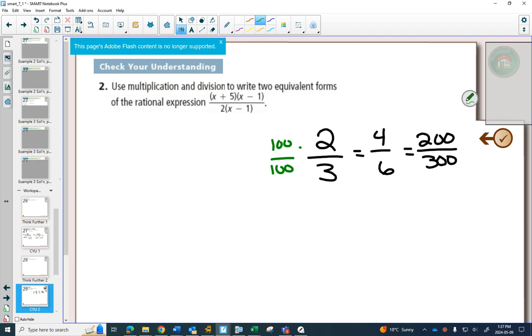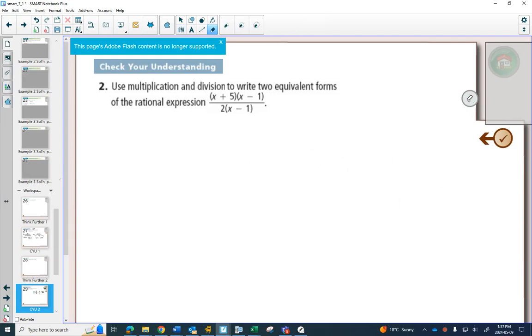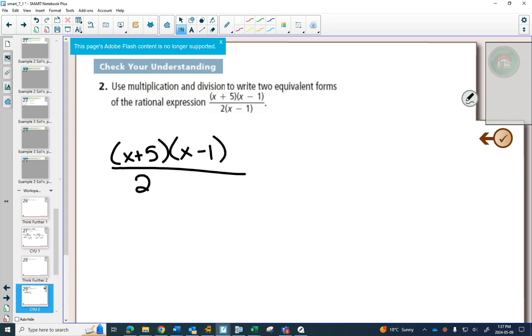100 over 100 is equal to 1. What happens when you multiply anything by 1? It stays the same. But depending on what your number 1 looks like, it changes what your answer looks like. So this question is saying, well, the same thing happens with rational expressions. We want to write two equivalent forms. I'm starting off with x plus 5 over 2 times x minus 1 over x minus 1.